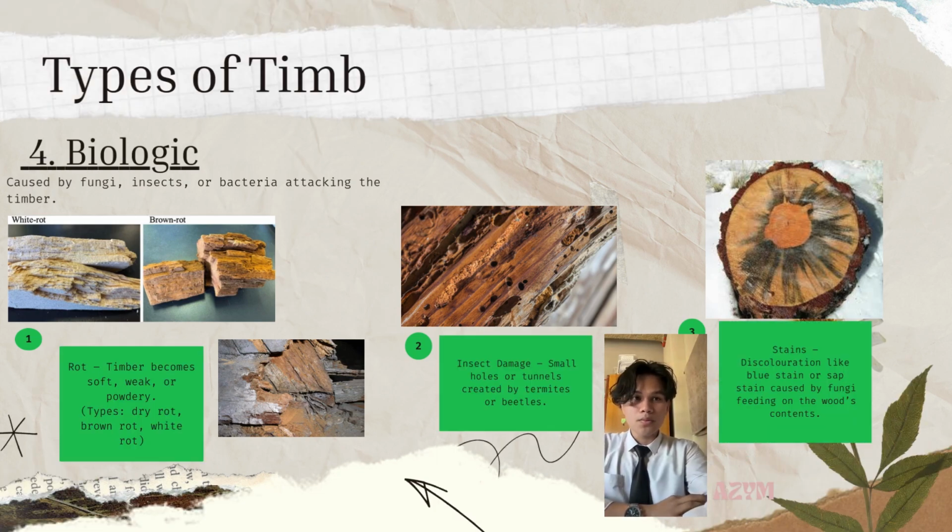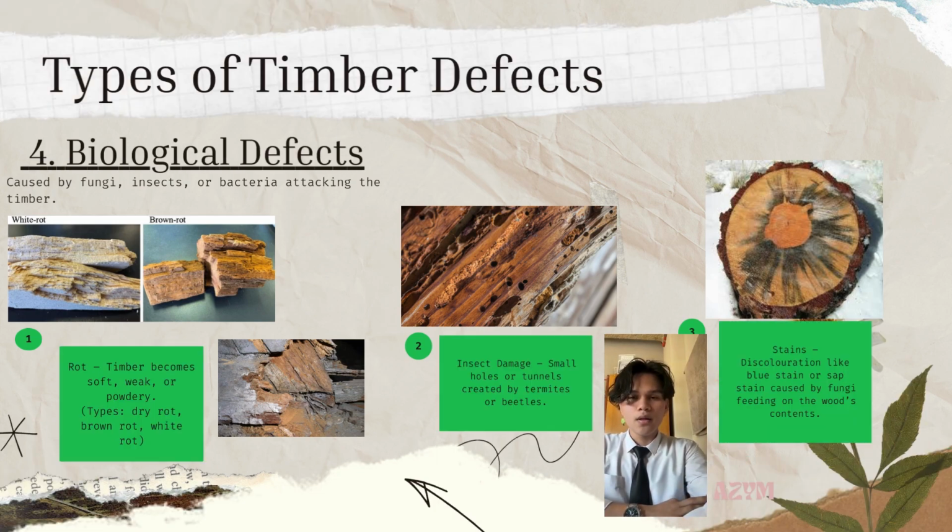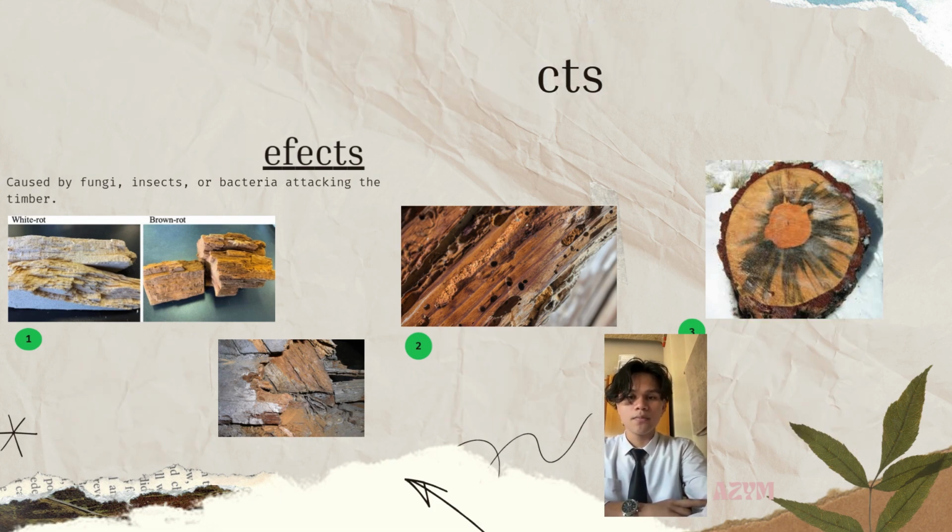And last but not least, we have biological defects. Biological defects are from fungi and insects. Dry rot can turn wood into dust, while beetles and termites leave small holes. Blue or sap stains are also fungal, but mostly affect appearance. That's all from me, and I'm going to give it to our next presenter.